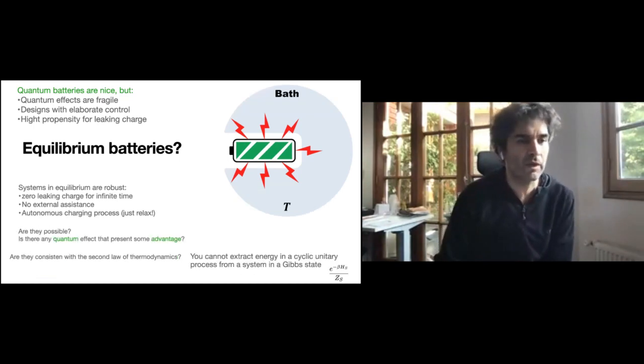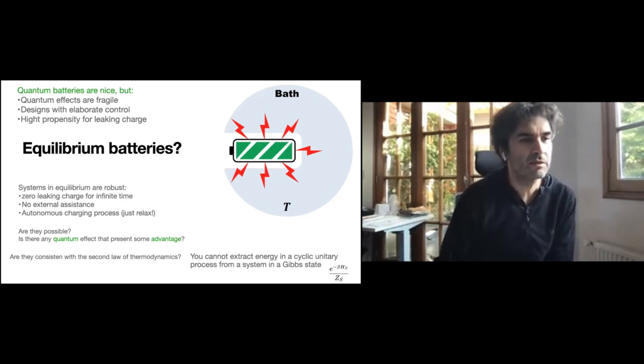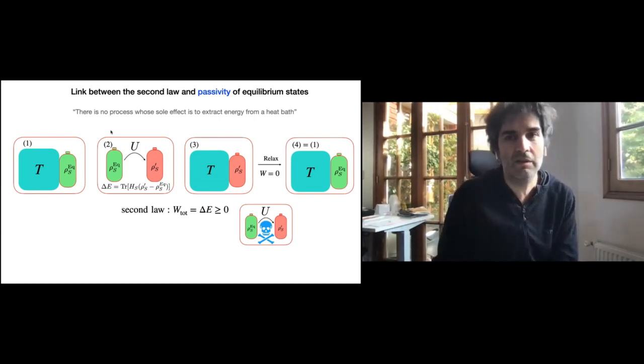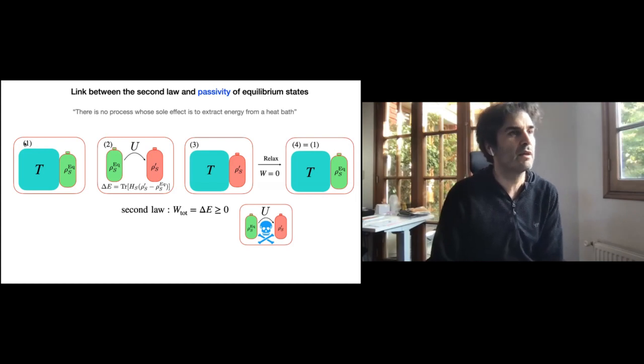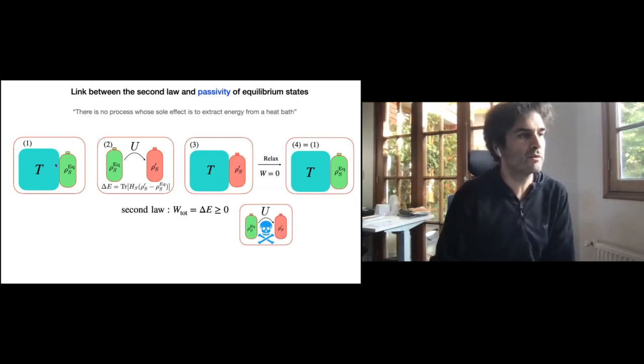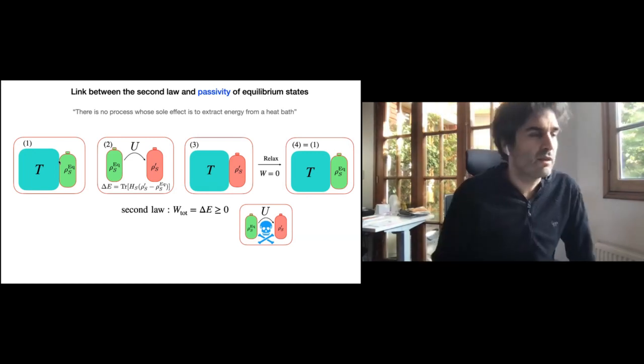So we cannot really use the energy of a system in the equilibrium state. So let me discuss the link between the second law of thermodynamics and the passivity of the Gibbs state. I will consider the following thermodynamic cycle. It has 3 steps, 1, 2, 3, and then in the 4th step we come back to situation 1. So we close the cycle.